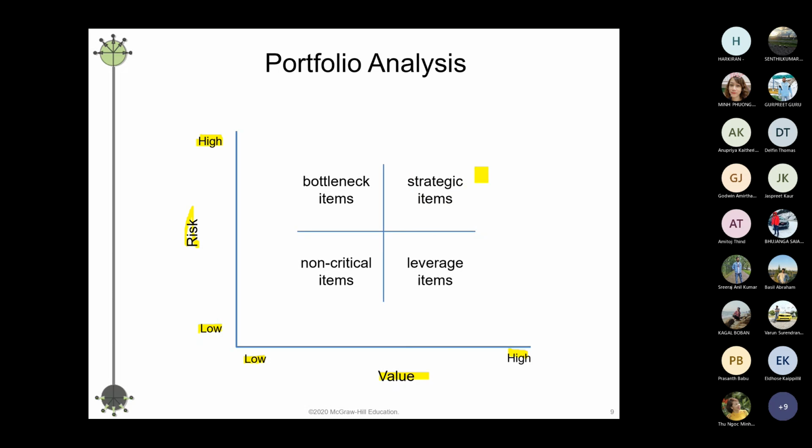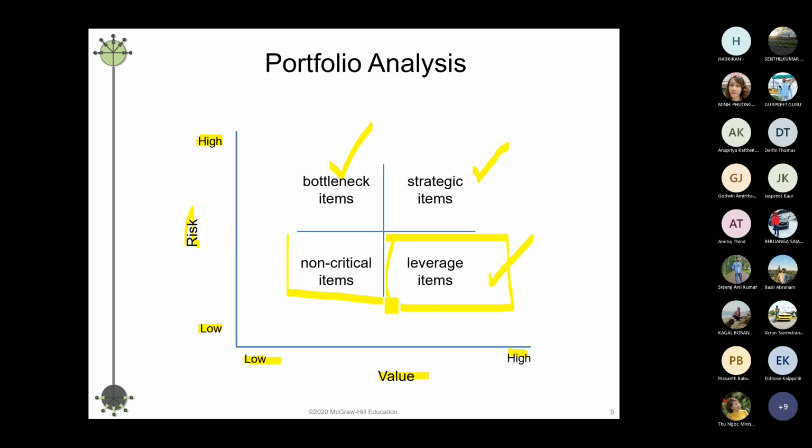So over there we have strategic items. These are very critical. Their value is very high and their risk is also very high. Then we have bottlenecks. Their value is not very high, it's medium to low, but the risk of them is very high. The easiest area is here. Their value is very high and the risk is very low.